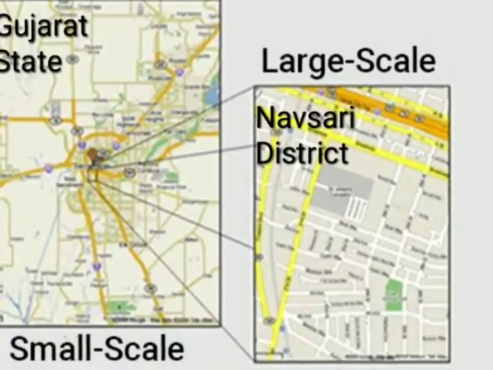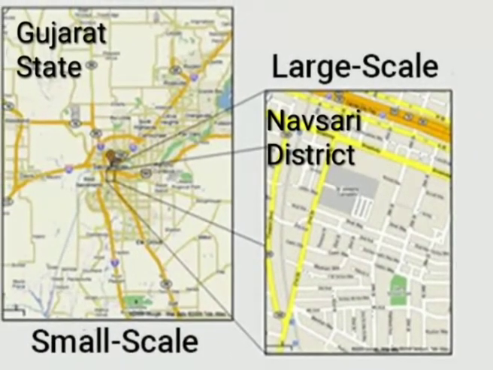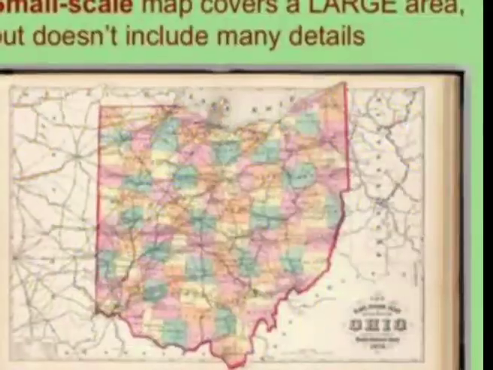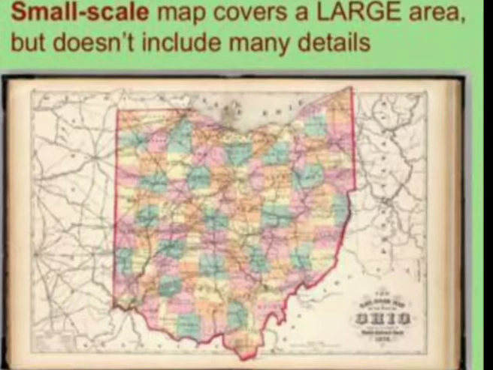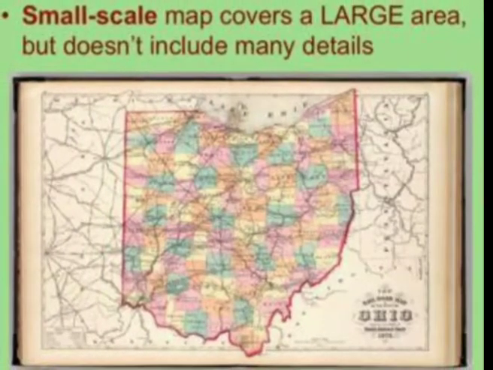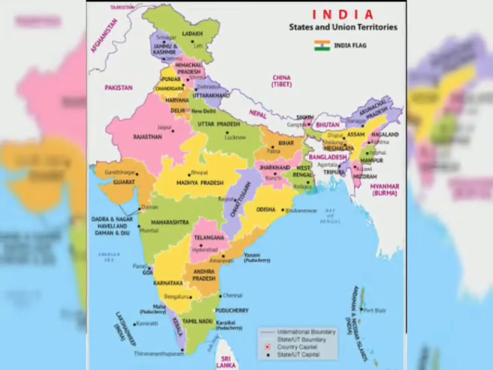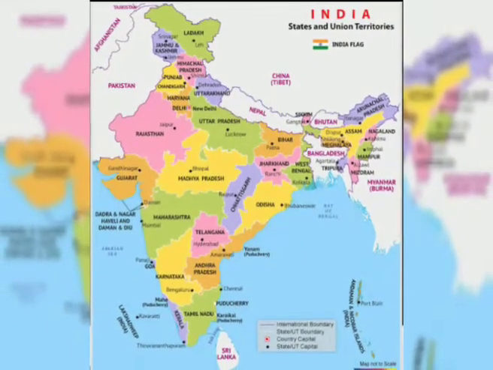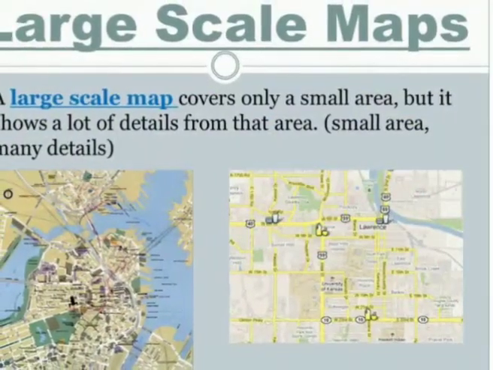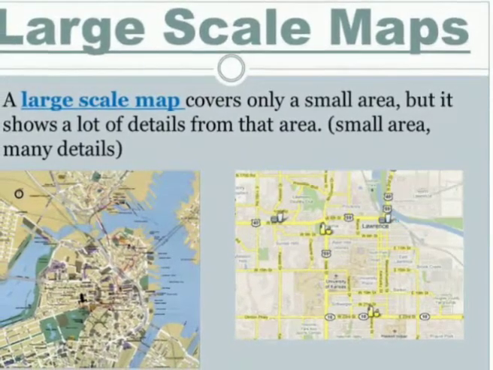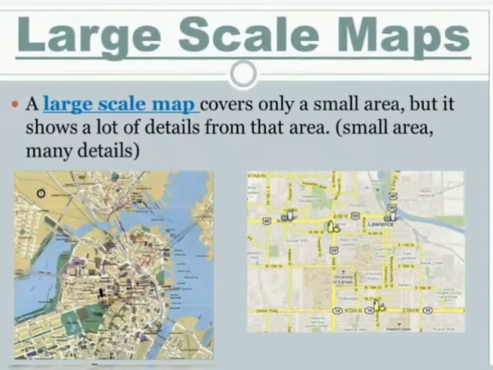Mainly on maps, we use two different scales: one known as a small scale map and the other known as a large scale map. A small scale map shows a large area of the Earth with very little detail, for example, a complete map of India, a complete map of the whole world, or a complete map of a particular state like Gujarat. In contrast, a large scale map gives detailed information about a particular small area.